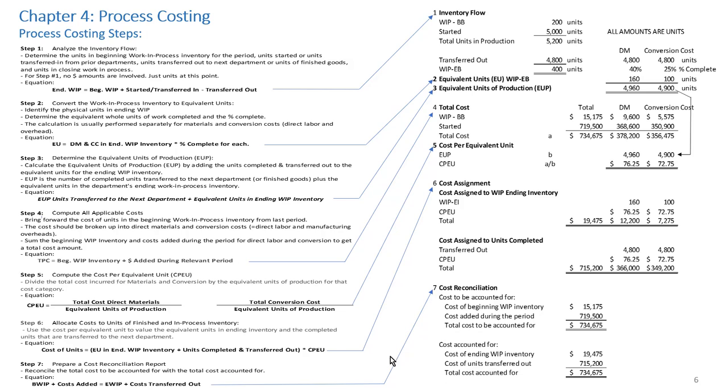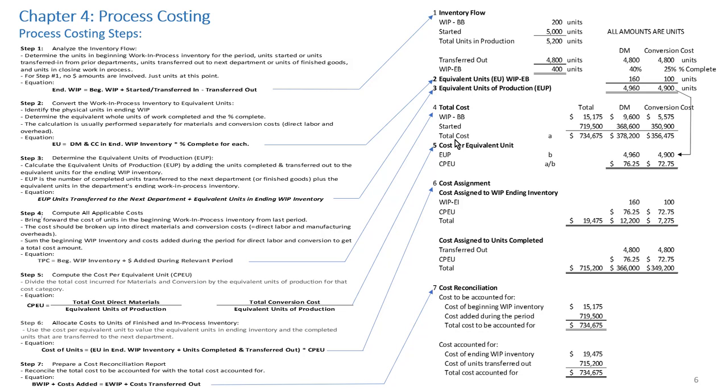Step 4 requires that we compute all applicable costs. At this point, we're not working with units anymore. We are working with dollar amounts. To do this, we bring forward the cost of units in our beginning work in process inventory for the current period. These costs are broken into direct material and conversion costs. We take the beginning work in process inventory and add to it all production costs added during the period for both direct material and conversion to get the total cost amount.